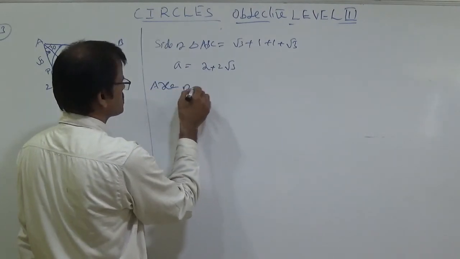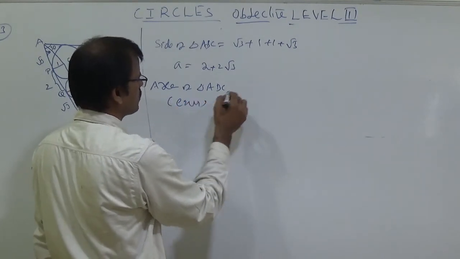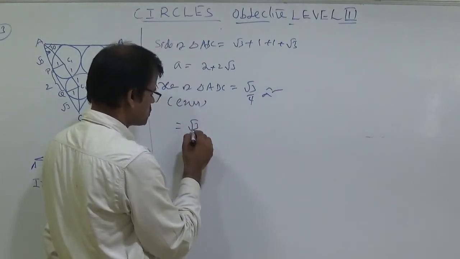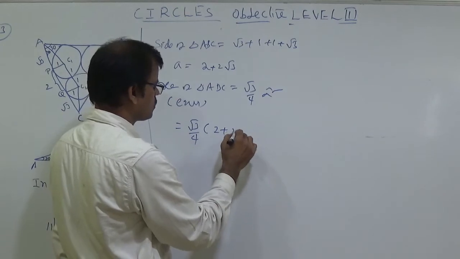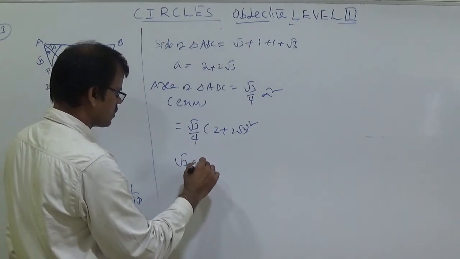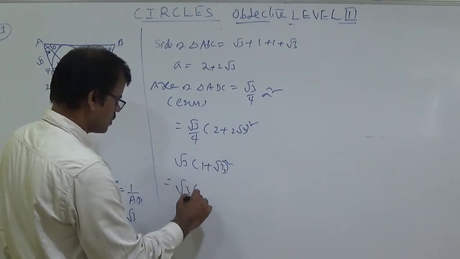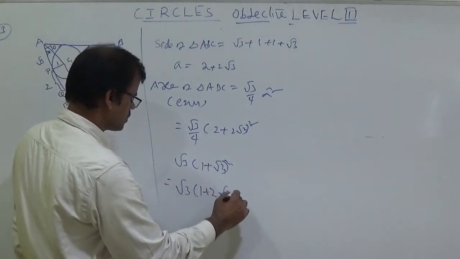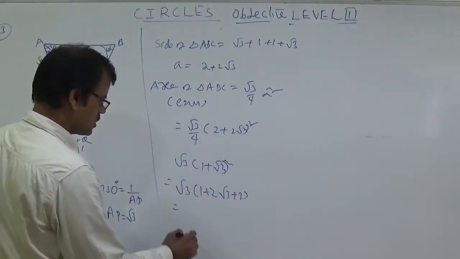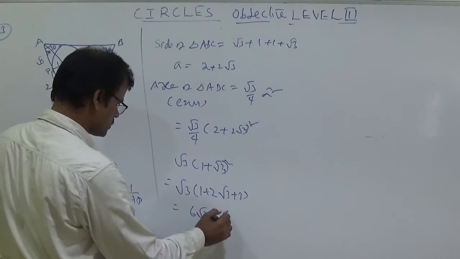Now area is asking. Area of triangle ABC, that too equilateral triangle. Area of equilateral triangle formula root 3 by 4 a square. You can write here root 3 by 4 into 2 plus 2 root 3 whole square. 2 taken common, root 4 gets cancelled. So root 3 into 1 plus root 3 whole square is there. Root 3 into this is 1 plus 2 root 3 plus 3. 1 plus 2 root 3, 3 plus 3 is 6. 6 root 3 plus root 3 into root 3, 3.